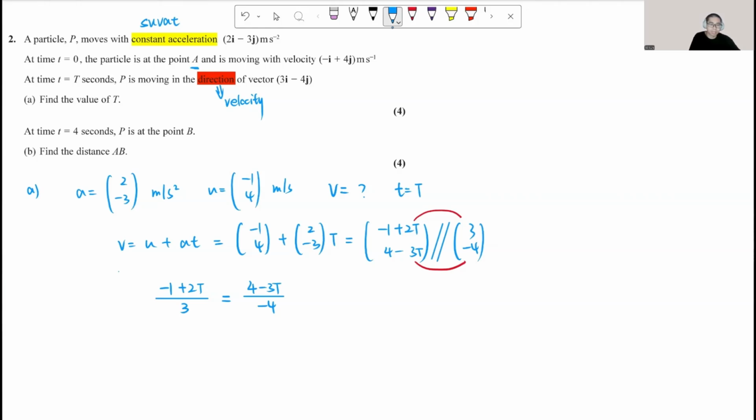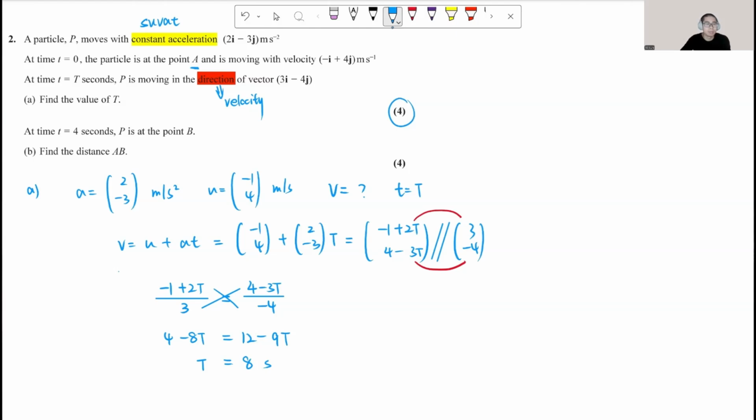So cross multiply: -1 times -4 is +4, and 2t times -4 is -8t. And that's equal to 3 times 4, 12, minus 3 times -3t, which would be +9t. And then we can subtract 9t from both sides. So -8t minus 9t will be -17t, and then -4 from both sides. We have t equal to 8 seconds. Then that'll be the answer for part A.